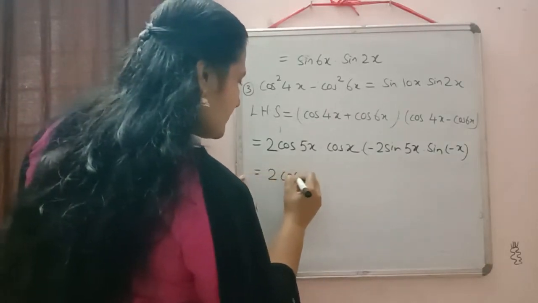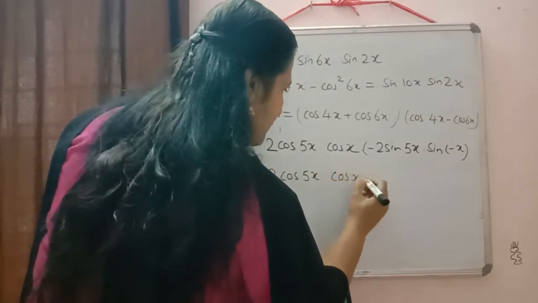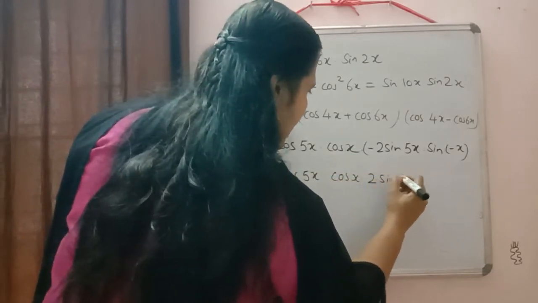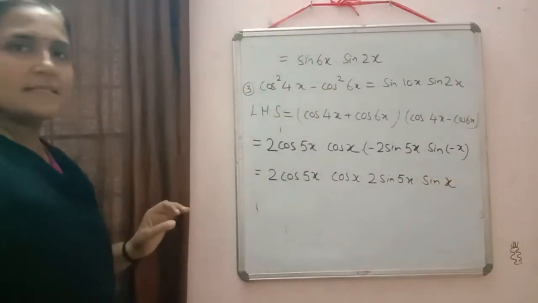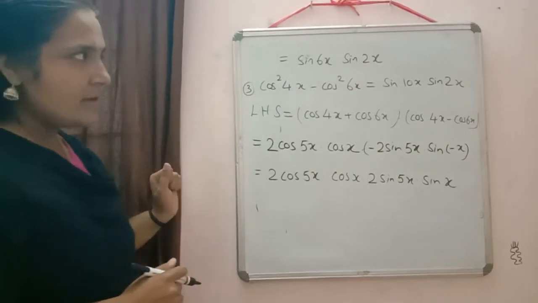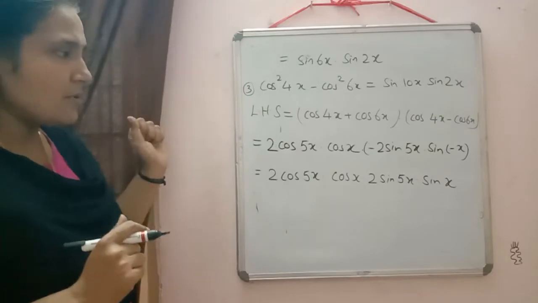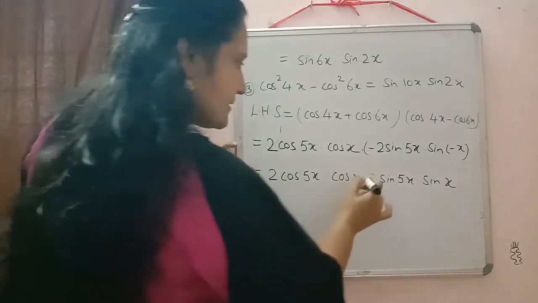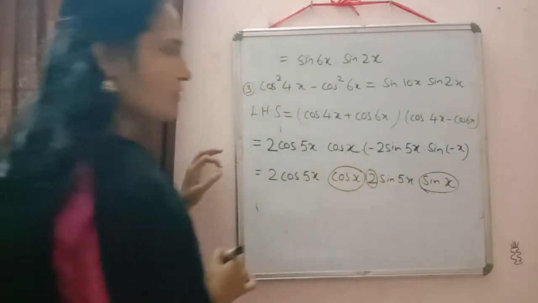Now we have the expression in this way: 2 cos 5x into cos x into 2 sin 5x into sin x. Now just to check whether we will get the right hand side here. Yes, first is sin 2x, that is 2 sin x into cos x. Do we have? Yes, we have 2 sin x, also we have cos x.